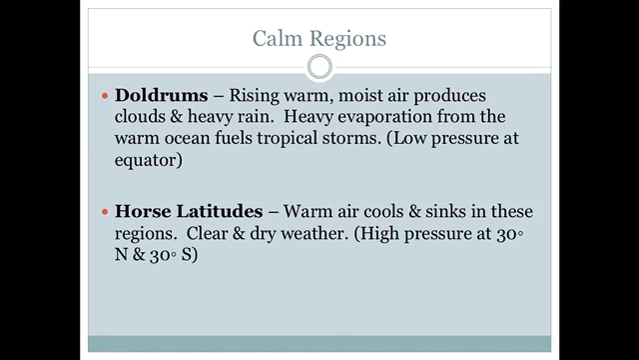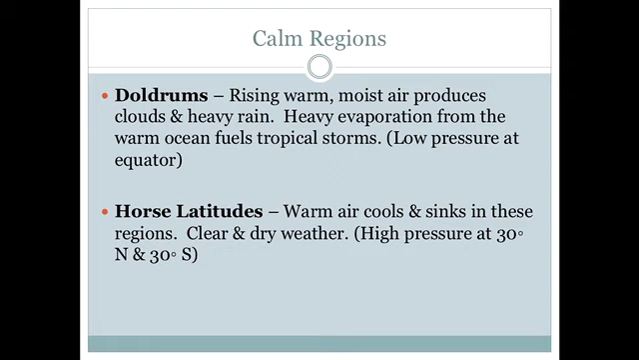Calm regions. So now we're going to be talking about winds and wind belts. When it says calm regions, that doesn't mean necessarily that it has zero wind. It may have zero wind, or it may be that it has less powerful winds, very steady, very calm. So the first one we're going to talk about is doldrums.